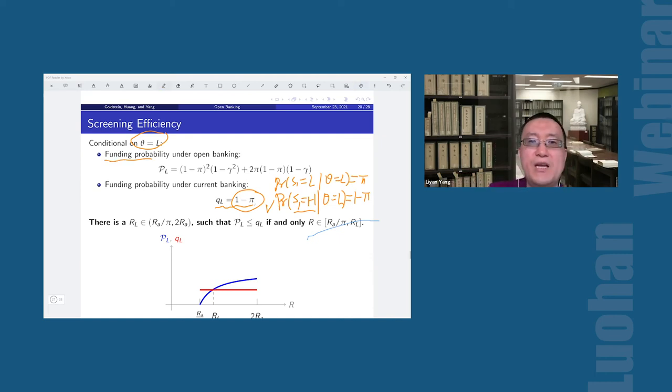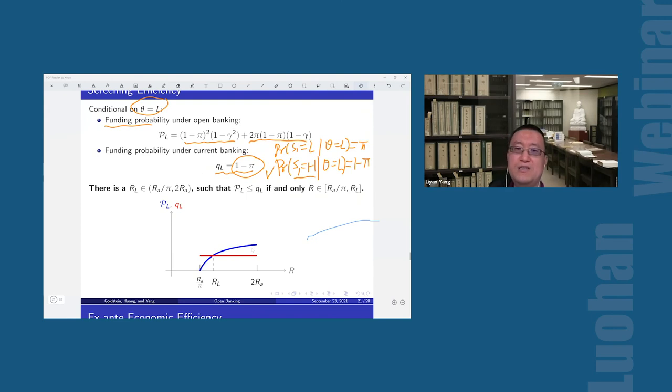So what's the funding probability under open banking? The computation is very, very similar to the previous one, the funding probability under open banking for a good quality product. This term is for when both of them see a good signal, and this one is for when one sees a good signal and one sees a bad signal, so it's the summation. Now, again, you compare this blue curve with the red line. Because this is a bad product, only where the blue curve is smaller than the red line is good, right? So in this case, open banking is good. But in this case, open banking is bad and the current banking is good.